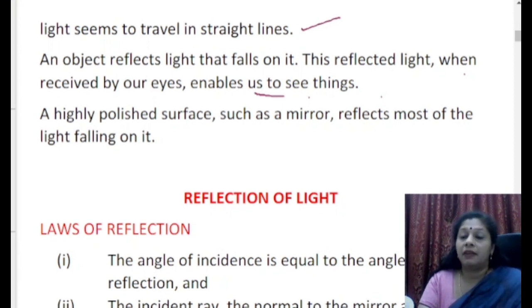Now, when we talk about reflection, you know that if the surface is highly smooth and polished, definitely the reflection will be very high. That is why in mirrors, where we have to see our own image, we use silver as a coating, because silver has a very good reflecting surface and it reflects almost all the light falling on it. But if the reflecting surface is rough, the reflected light will be scattered and it may not be that clear.